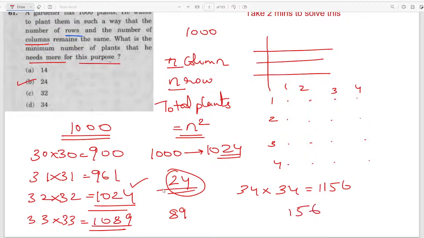So if we give 24 plants to that person, he can plant those plants in equal number of rows and equal number of columns. If we give 89 also, he can do that. If we give 156 also, he can do that. So there is no maximum here. You cannot calculate maximum. The only thing you can calculate is the least.